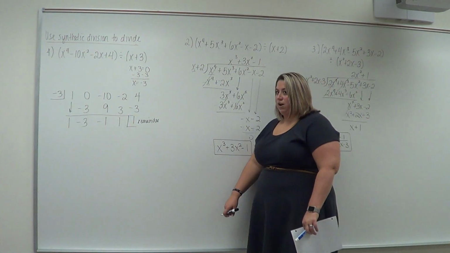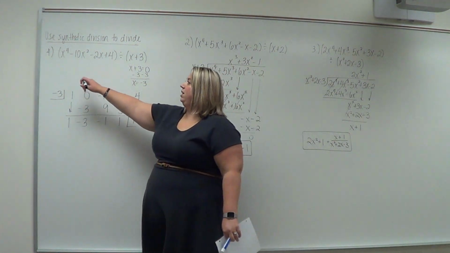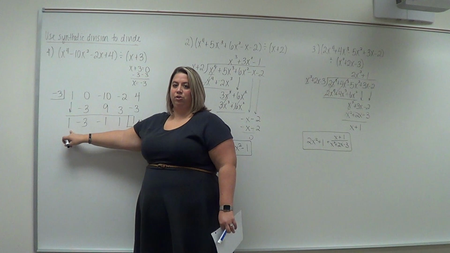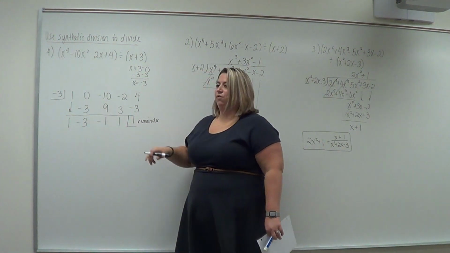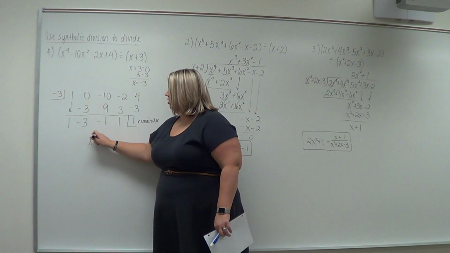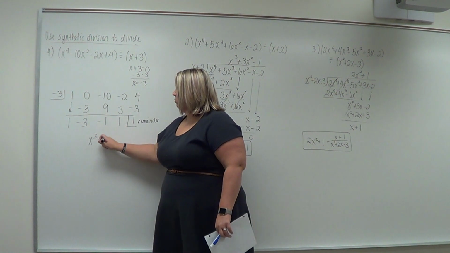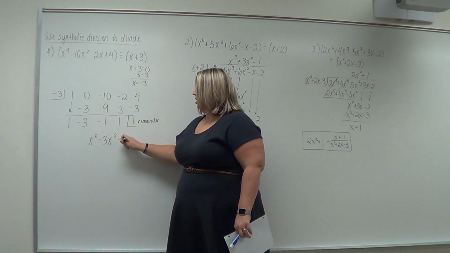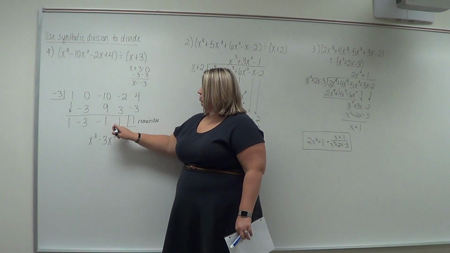Okay, so here's how you're going to write your answer. We started with x to the 4th. We divided once, so now we're at x to the 3rd. So these numbers now are going to go in front of our variables. So I'd have 1x to the 3rd minus 3x squared minus 1x plus 1.